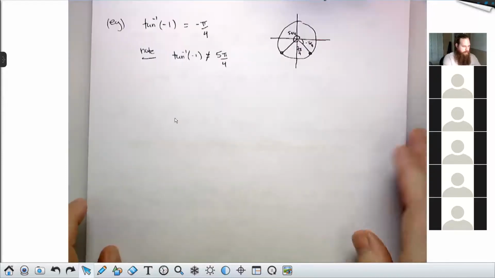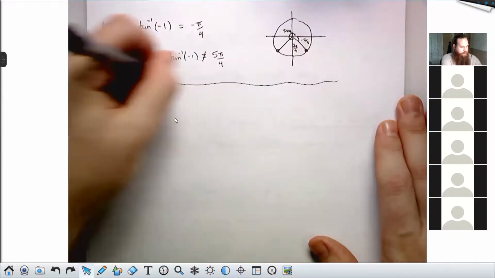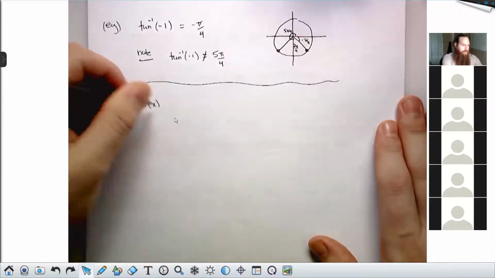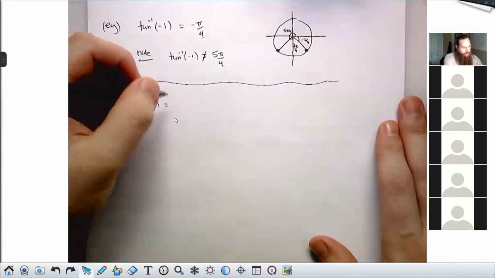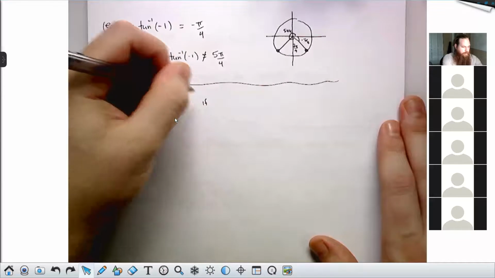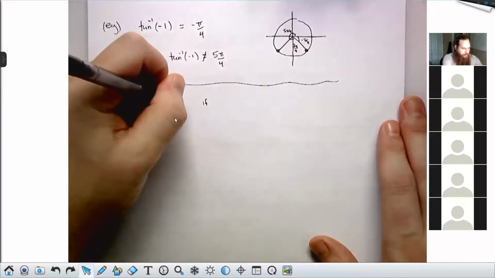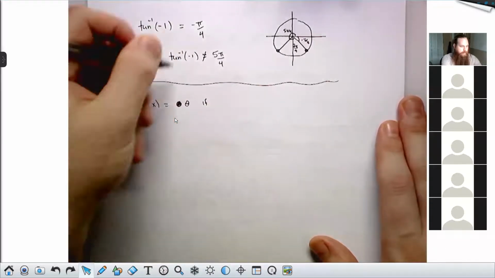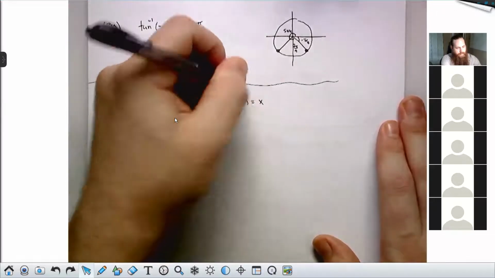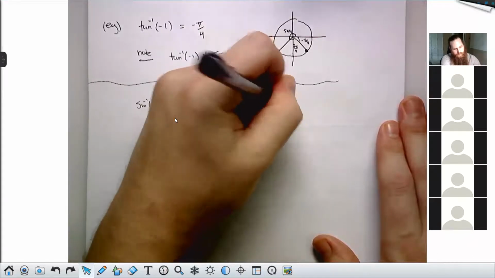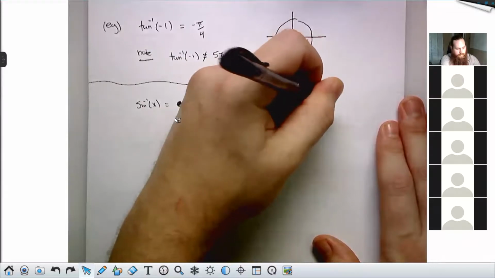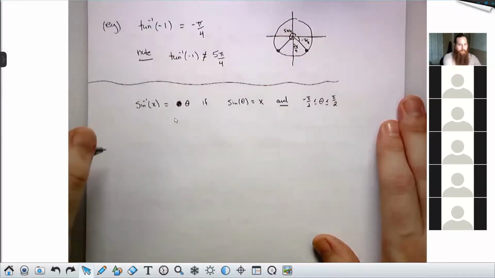So the kind of raw definition of the inverse trig functions. We say sine inverse of x is equal to theta, let me use a theta here because that's what we're used to, if sine of theta is equal to x and negative pi over 2 is less than or equal to theta is less than or equal to pi over 2.